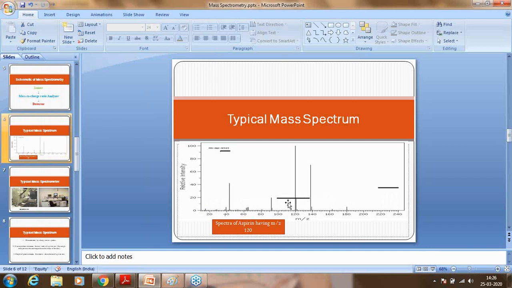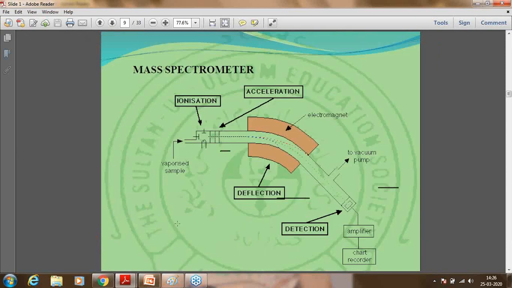One thing to keep in mind is that each peak is characteristic of an element. Each element has its characteristic peak; no two elements have the same peak. Each molecule will have a characteristic peak. Likewise here, aspirin has this characteristic peak and the other molecules have their own characteristic peaks. These are the different fragments, and according to their charge and mass, they are deflected with the help of the electrical field.